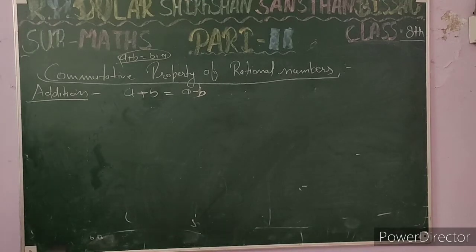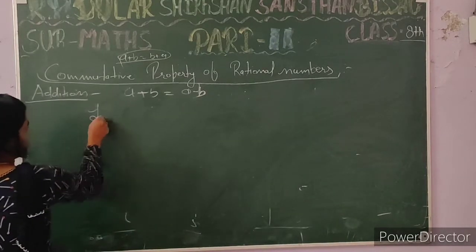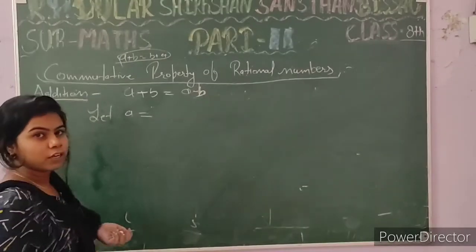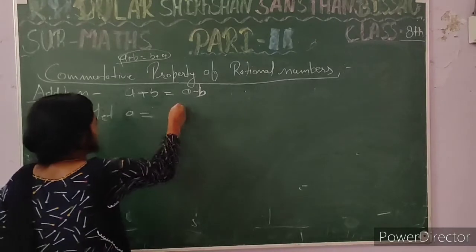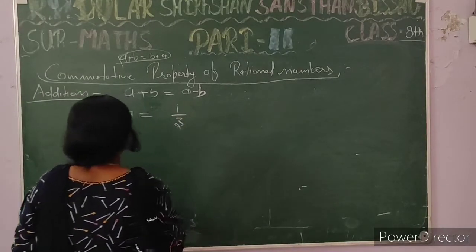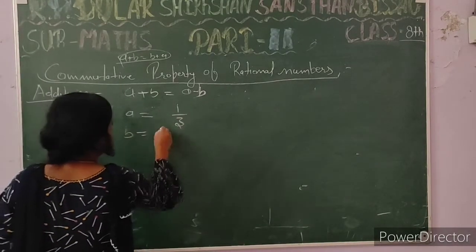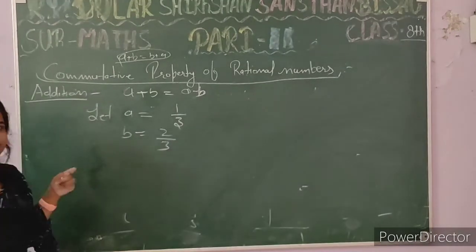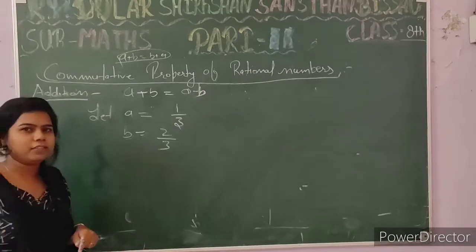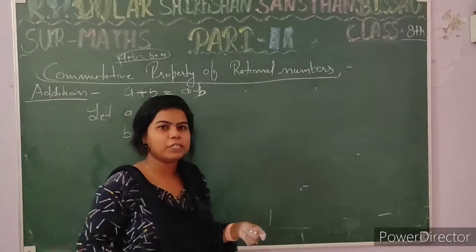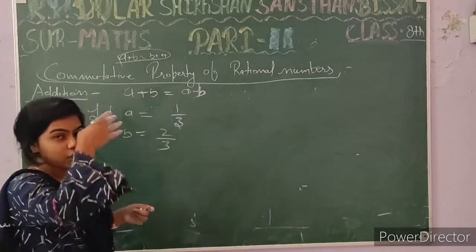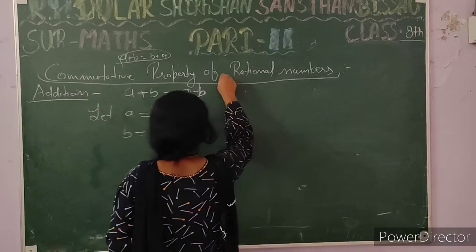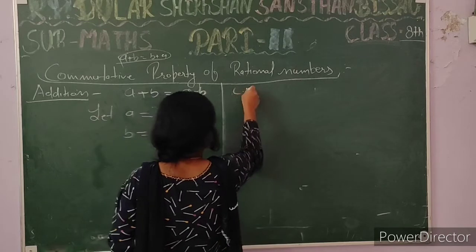Let a be a rational number. What rational number can we use here? 1 by 3. Then for b, we use 2 by 3. I use the same denominators. If we have the same denominator, how do we add? If there are different denominators, how do we add the rational numbers? You can do both kinds of questions. Here I explain the LHS and RHS.